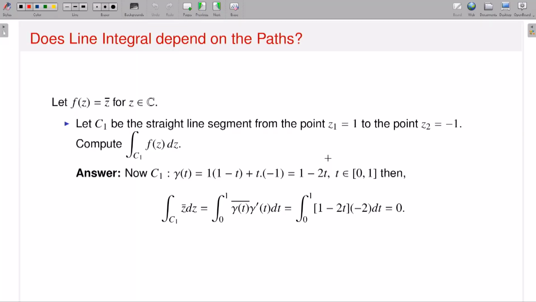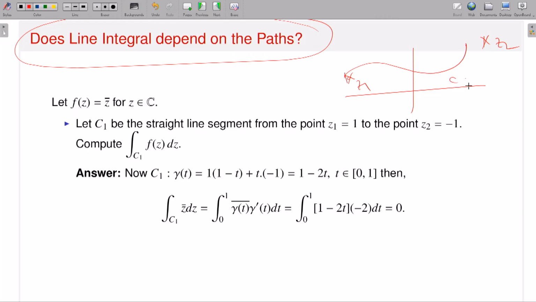Now I come to what is called path independency. Okay, so look, that's what I have said. Does the line integral depend on the path? Depend on the path means what? Suppose you have a complex plane. Suppose I have a point z1, and suppose I have a point z2. Now how many contours will there be starting at z1 and ending at z2? There could be infinitely many, right? So this is one, this is another, c2, and this is another, c3. There are infinitely many contours starting at z1, ending at z2.